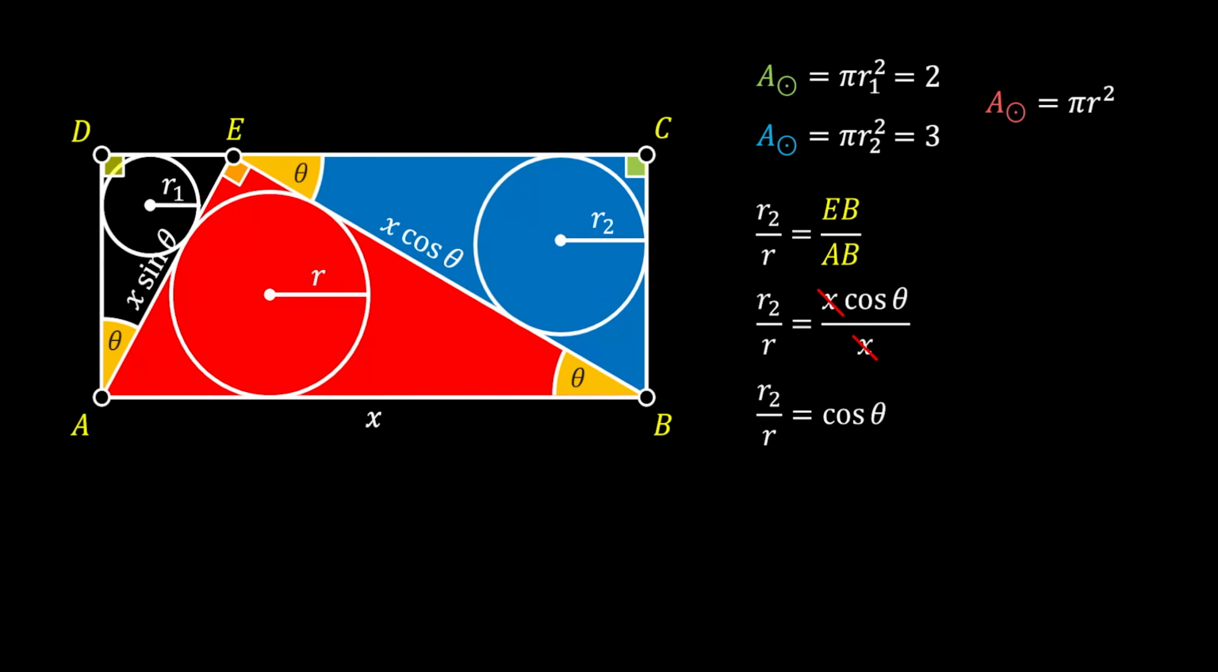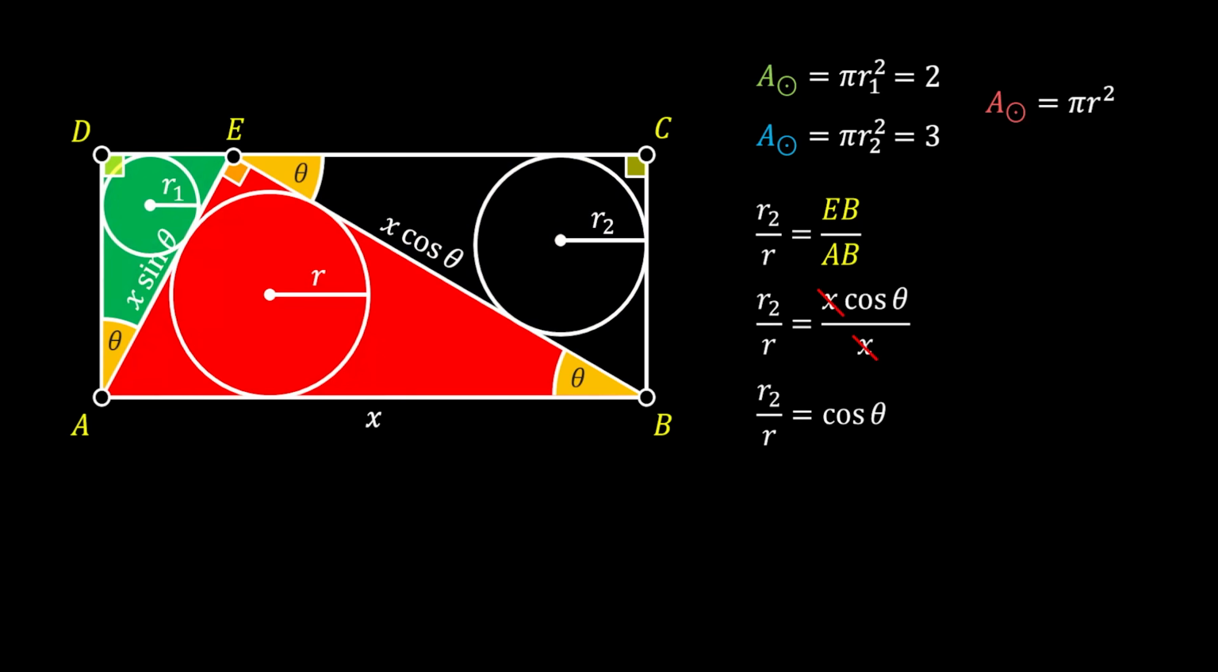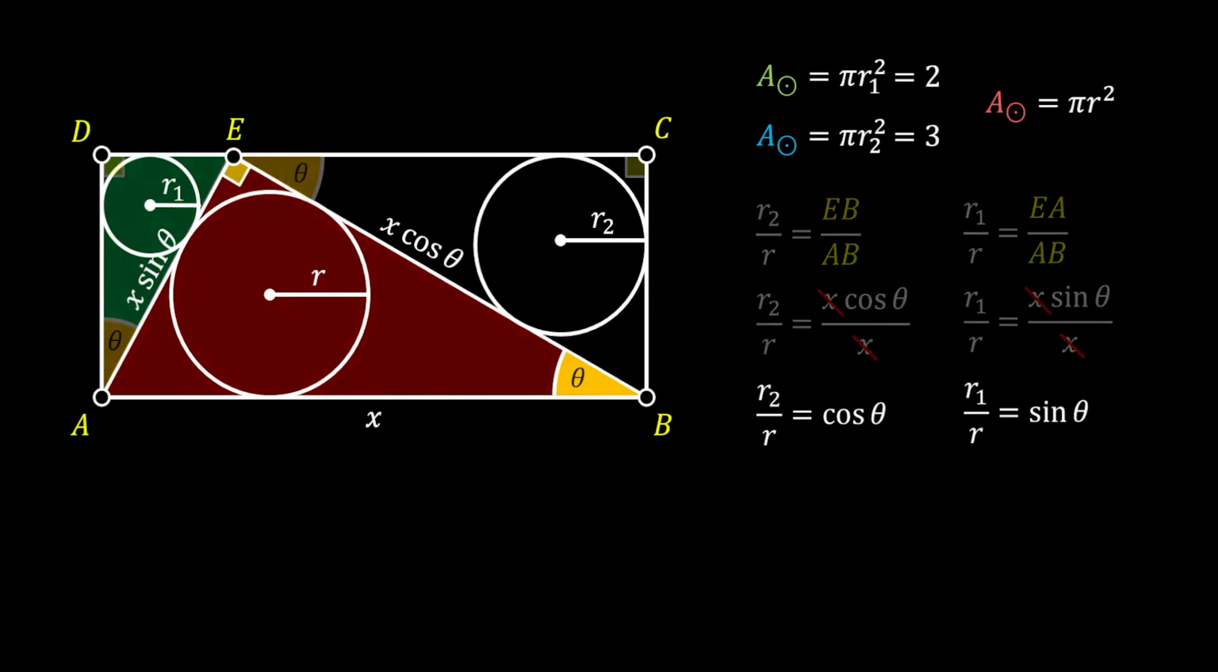Now let's do the same thing for the red triangle in the middle and the green one on the left. We can say that the relation between their radii equals the relation between their hypotenuses, substitute the value of their hypotenuses, cancel out x, and get that this relation must be equal to sine theta.